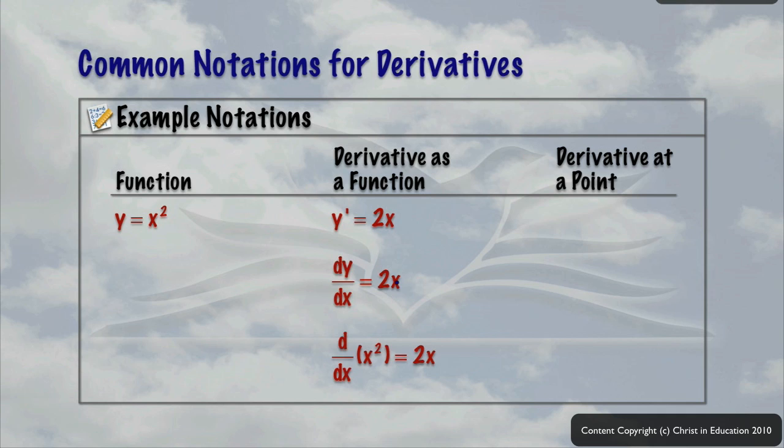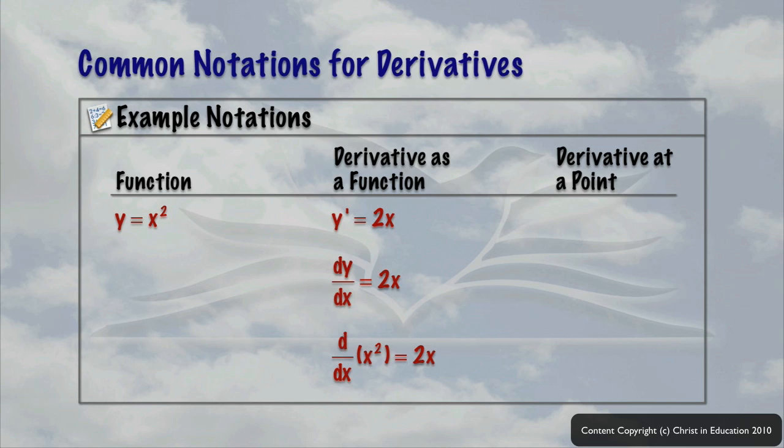So here I have the derivative of x squared. So I'm taking this side of the equation, the derivative of x squared with respect to x, and that is 2x. These are all, I would say, especially this one, very common in your textbooks. And it's really important that you know this notation as well.